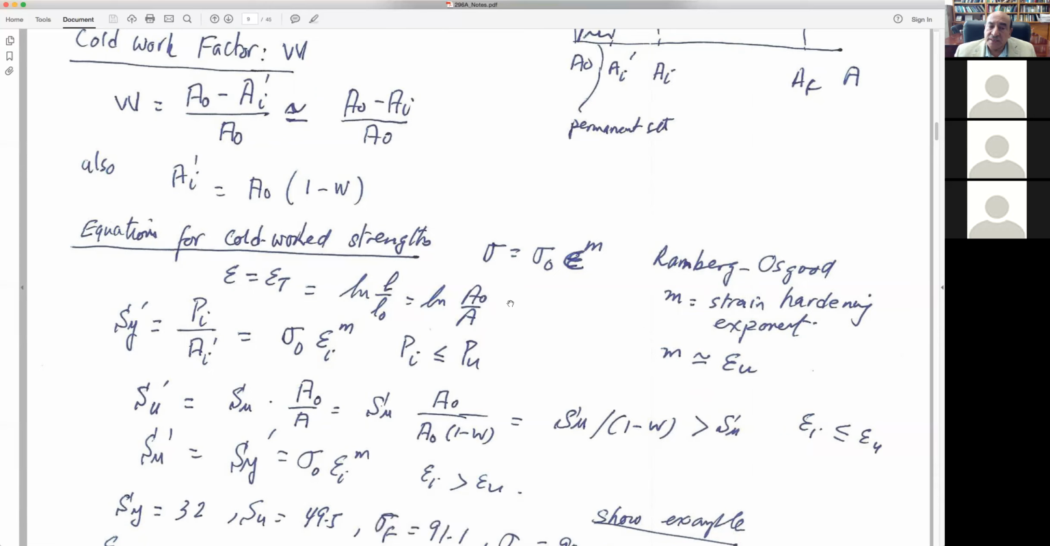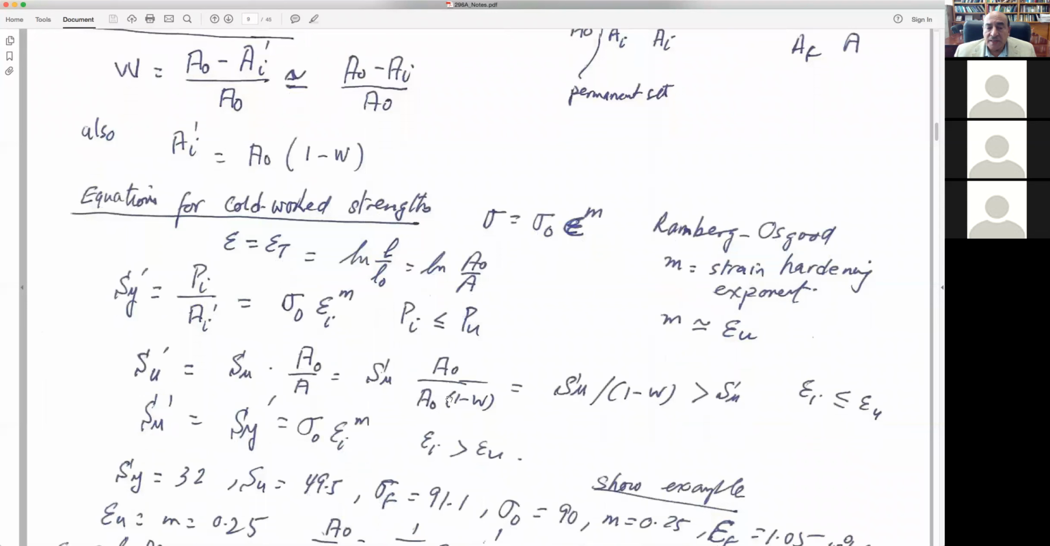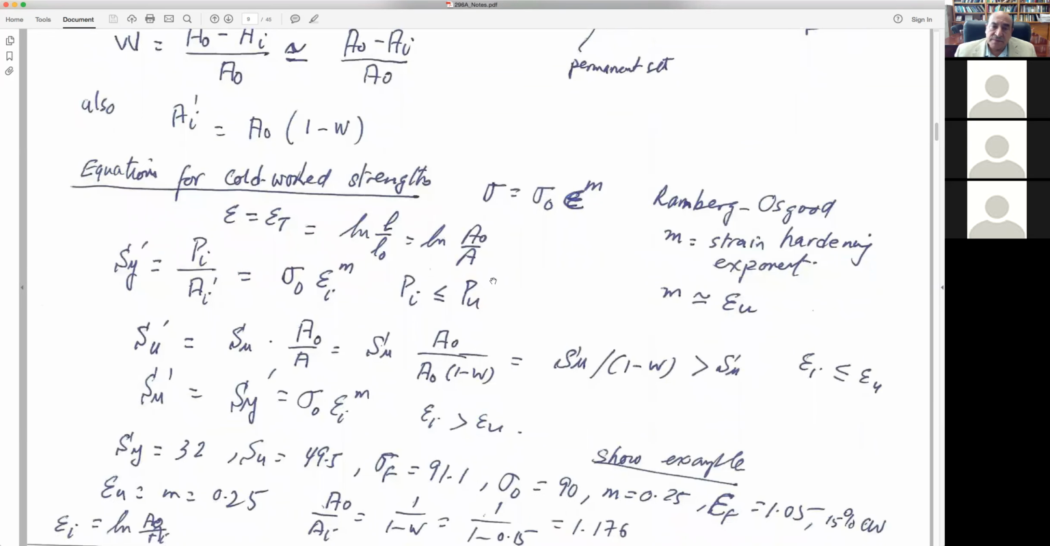We set this on the side, and then we use it in the Ramberg-Osgood relationship, which has two constants, M and sigma 0. Sigma 0 is a strength coefficient, and M is the strain hardening exponent that is usually around 0.2 to 0.3. Once we have that, from the degree of cold work we can obtain the new yield stress. The new yield stress follows the Ramberg-Osgood relationship, knowing the value of the true strain computed from the degree of cold work. That's the story with the yield.